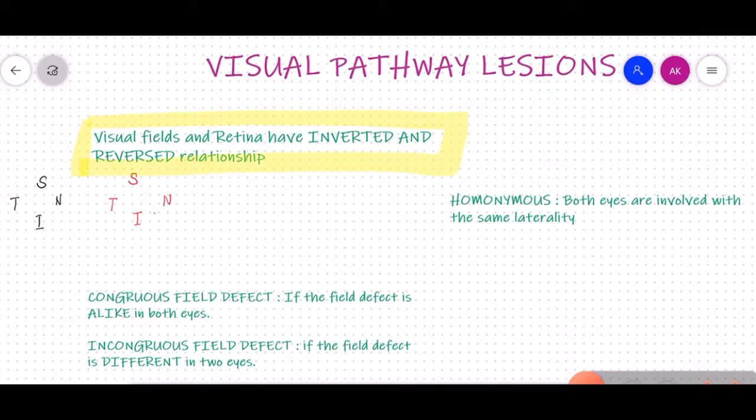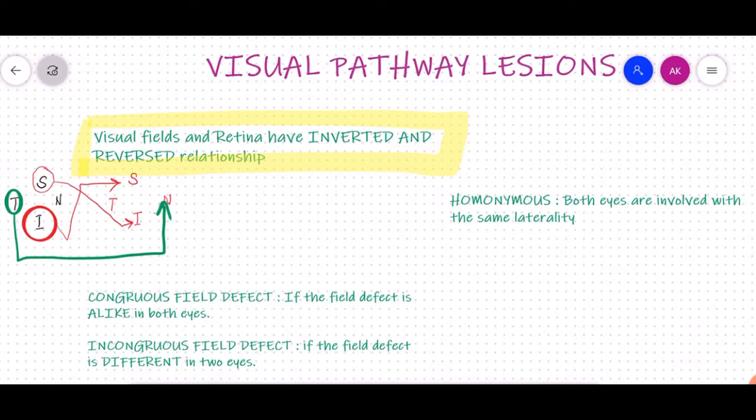So what does it mean? The superior part of the visual field will be represented in the inferior part of the retina, whereas the inferior part of the visual field will be represented in the superior part of the retina. Similarly, the temporal part of the visual field will be represented in the nasal part of the retina, and the nasal part of the visual field will be represented in the temporal part of the retina. This is what is meant by the reversed and inverted relationship between the visual fields and the retina.